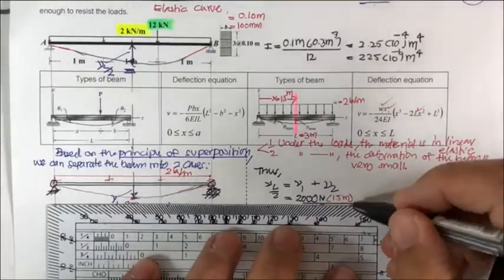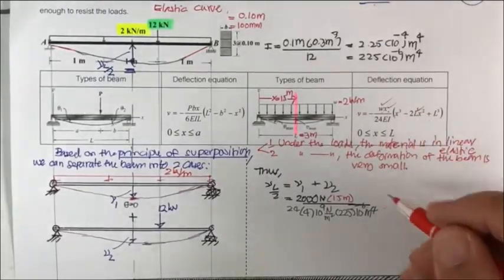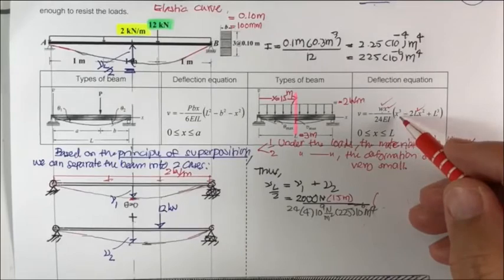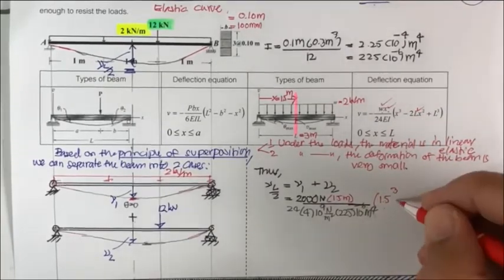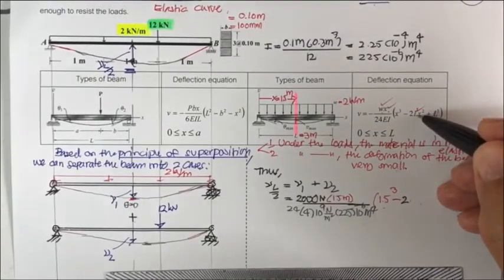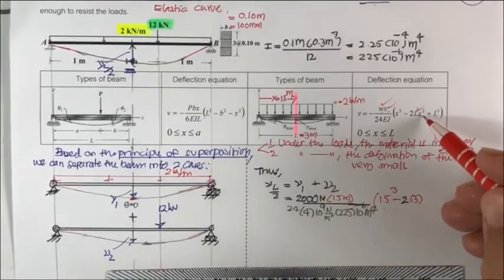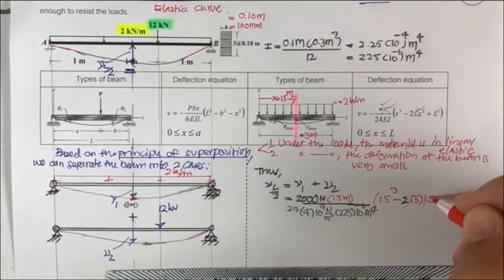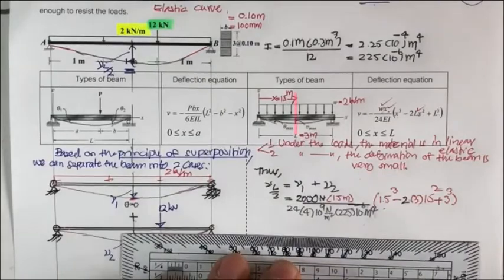Okay. And then what we have next is x to the power 3, so that's going to be 1.5 meter to the power 3. And minus 2 times L, L is 3 meter, so times 3, and then x square, times 1.5 square. And plus L cube, 3 to the power 3. Okay, that is the first one.